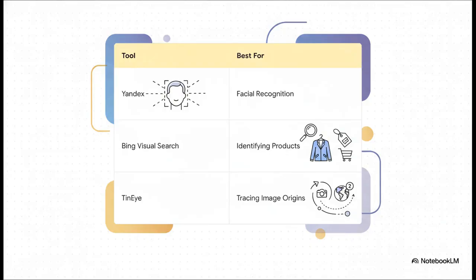Now, here's a pro tip. Not all these search engines are the same. Each one has its own special superpower. So if you're trying to identify a person in a photo, Yandex's facial recognition is honestly kind of scary good. Trying to figure out what kind of jacket someone's wearing, Bing Visual Search is fantastic for products. And for just tracing an image all the way back to its first appearance on the web, TinEye is the old school classic for a reason.